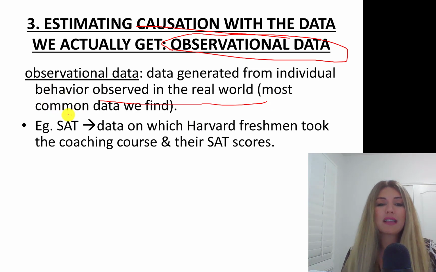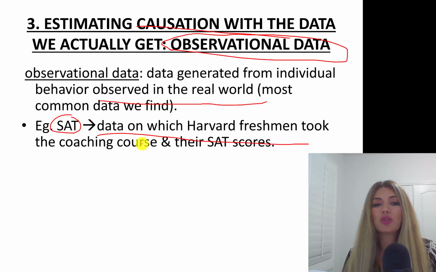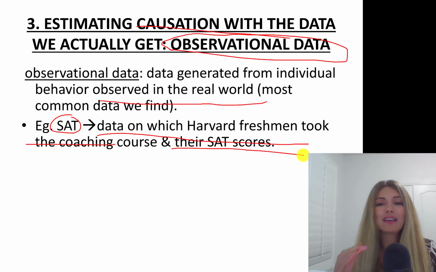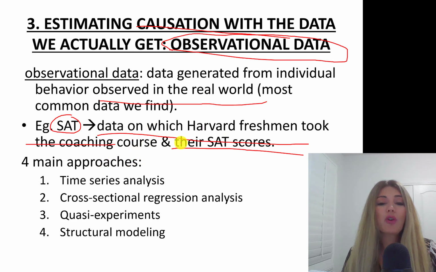So for instance, in the SAT score example, data on which Harvard freshmen took the coaching course and their SAT scores were provided. So it's not a random sample of students who are assigned to an SAT coaching course, but we are looking at the outcome variables. So there are four main approaches with observational data.